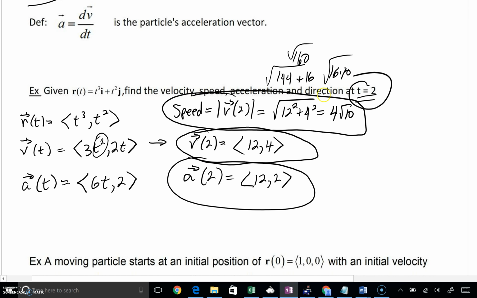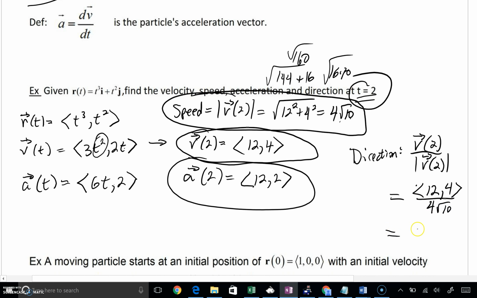One more thing that we need to know is the direction vector. To find our direction vector, what we are going to find is that it's the velocity vector at 2 divided by its length. This velocity vector at 2 was 12, 4. But of course, we're going to be dividing by 4 root 10. You can see that 12 divided by 4 is going to be 3, so that's 3 over radical 10. And then we'll have 4 all over 4 root 10. The 4's cancel out. You'll have 1 over root 10.